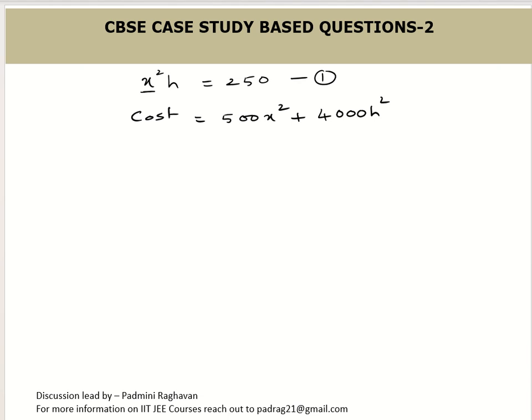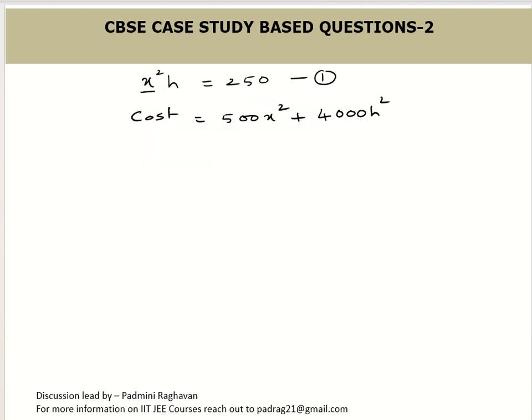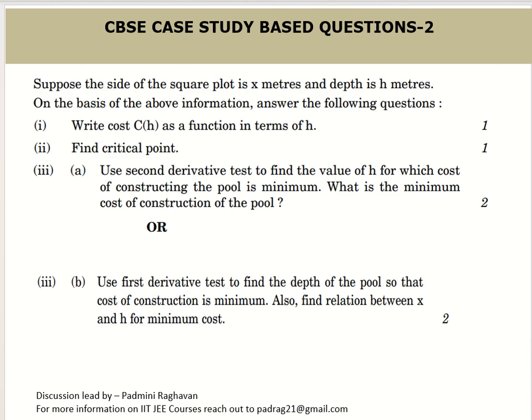But in the first subdivision, they have specifically asked to find the cost function in terms of h. That means I don't want an x square. So let me find out x square is equal to 250 divided by h. So cost function in terms of h is going to be 500 into 250 divided by h plus 4000 h square. This is the answer to the first question. The first question in the case study based question is what is the cost function in terms of h.